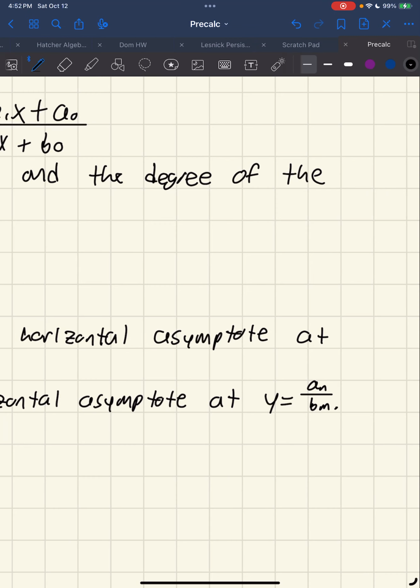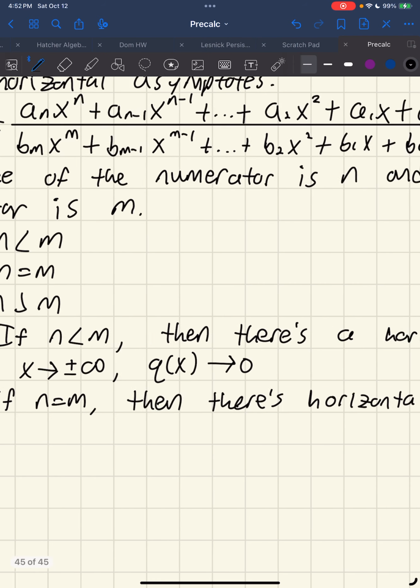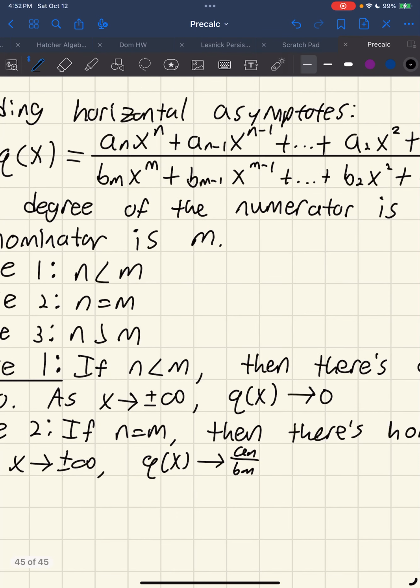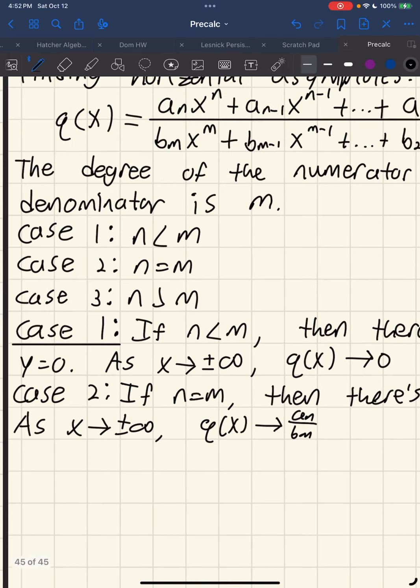And again, there will be an example that we'll go over that I think will really help show why that's the case. And again, that means as x goes to plus or minus infinity, q of x approaches this a sub n over b sub m. And keep in mind, what those are is the leading terms. They are the coefficients in front of the variable with the highest exponent. The coefficient in front of the degree. That's a shorthand way to describe it.